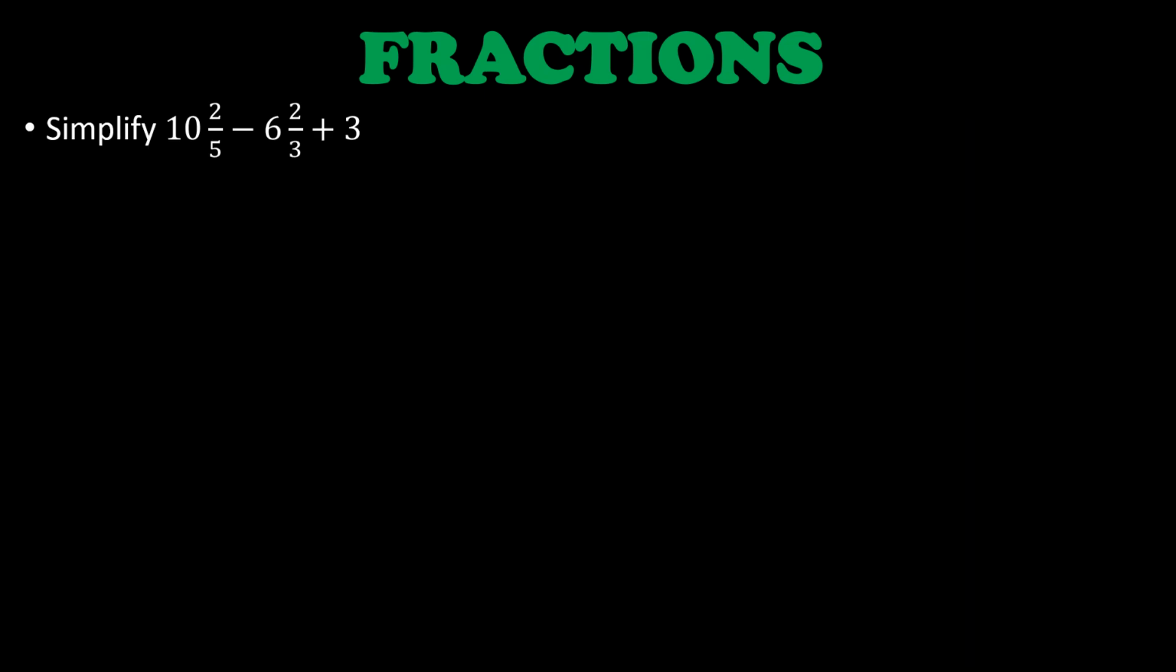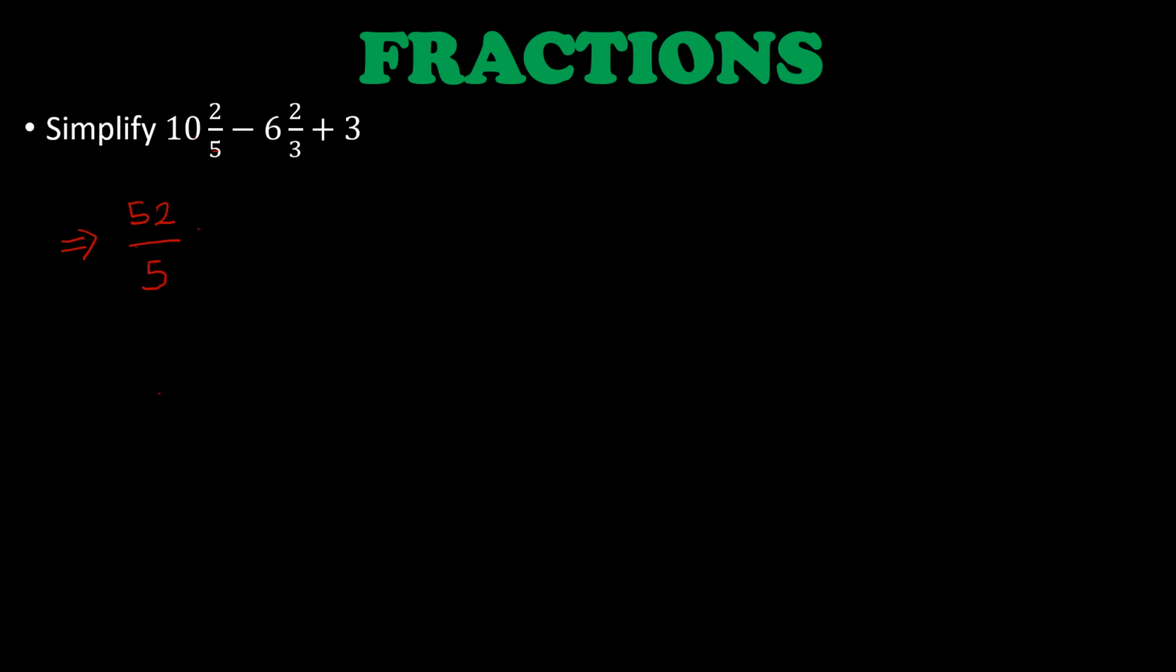We have: simplify 10 whole number 2 over 5 minus 6 whole number 2 over 3 plus 3. So first and foremost, we begin by converting our mixed numbers to improper fractions. To do that, we multiply our whole number, which is 10, by 5. If you multiply 10, the whole number on the first fraction, by 5, we will have 50. And when we add the numerator, which is 2, to it, we have 52 over, our denominator always stays the same, so 52 over 5.